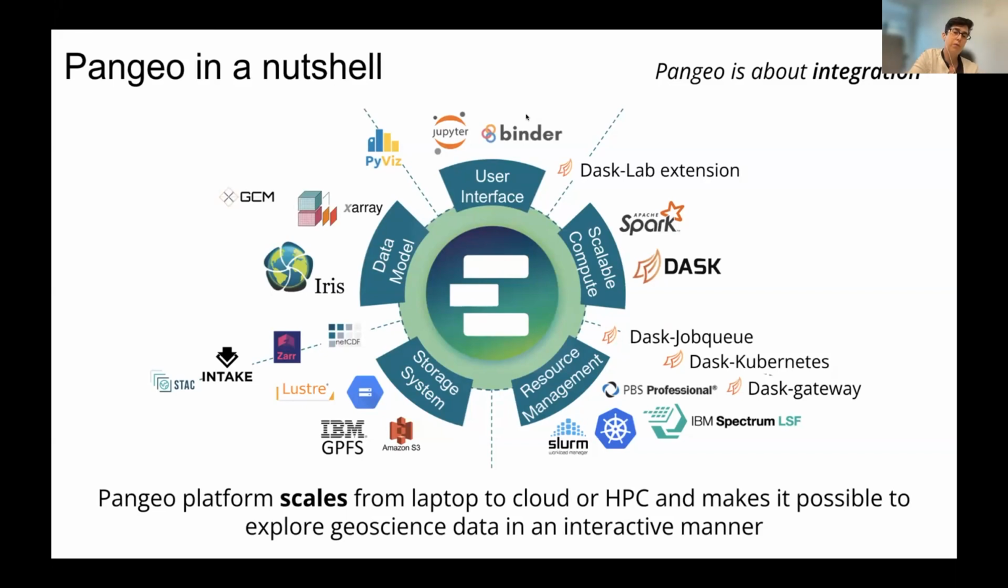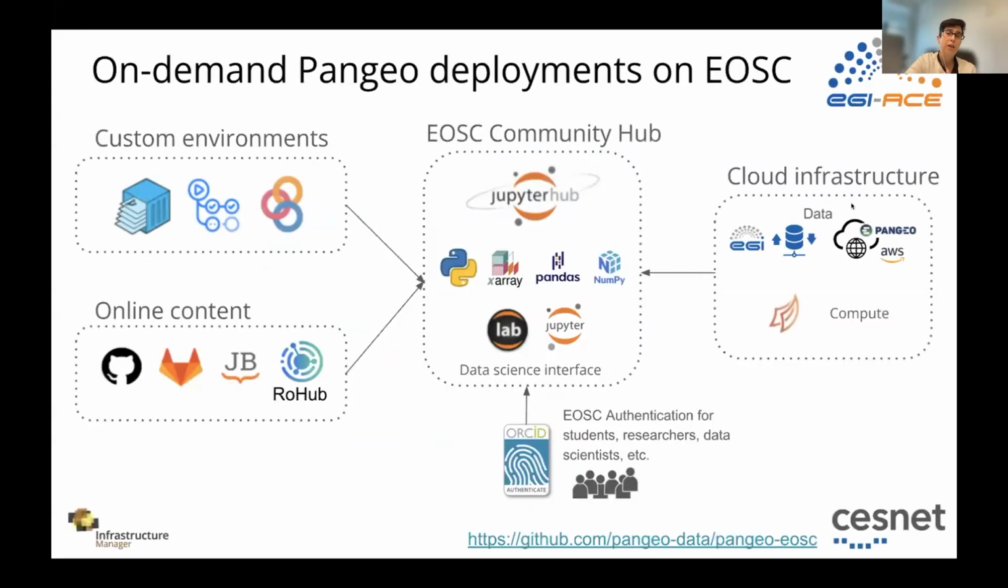And it's very important because when you're a researcher, you usually prototype on your laptop. But when you want to do something larger, you have to go on larger resources, such as cloud resources or HPC. So what have we done within the EGI-ACE project?